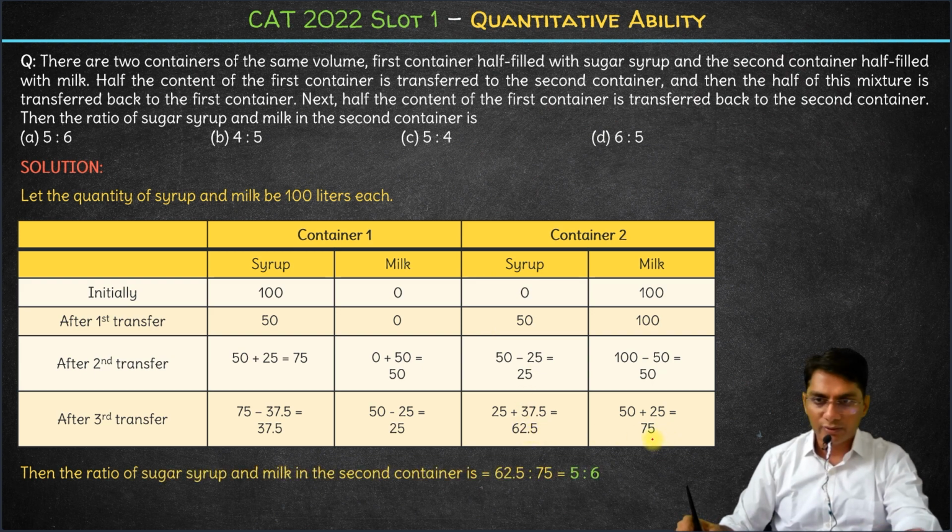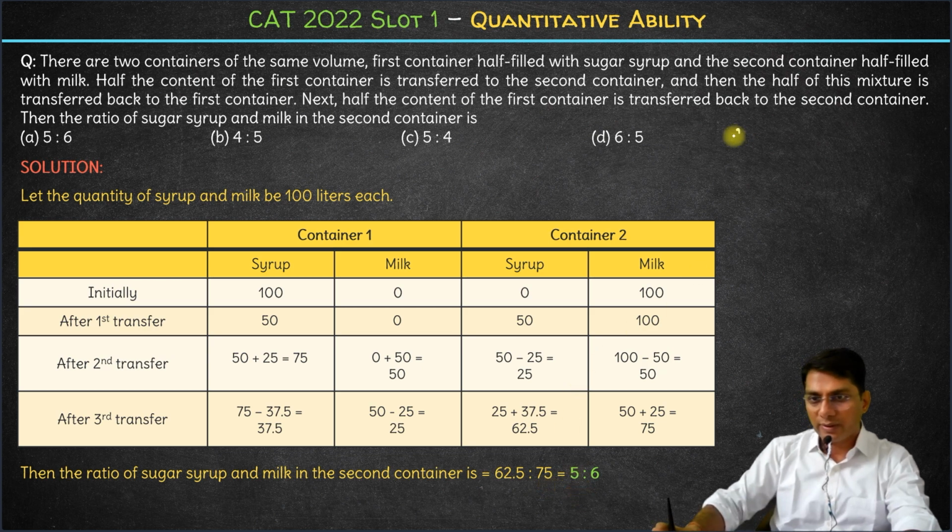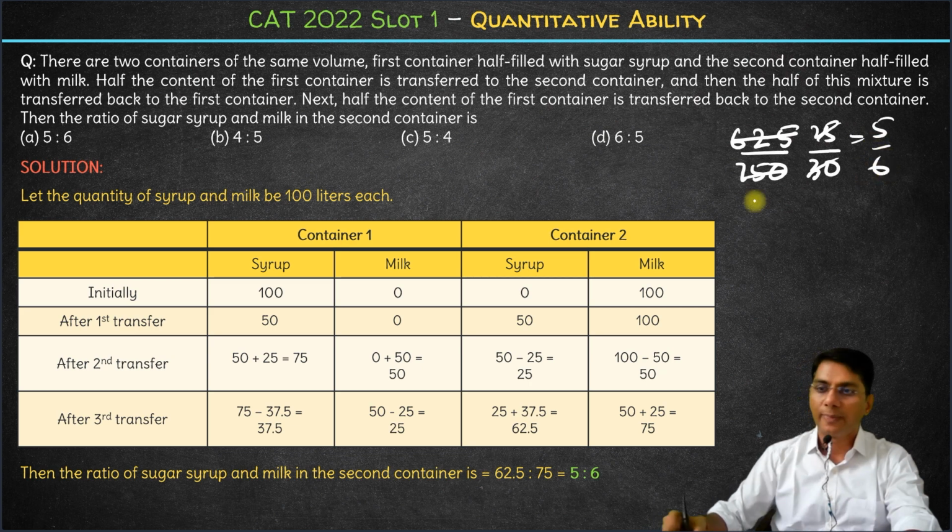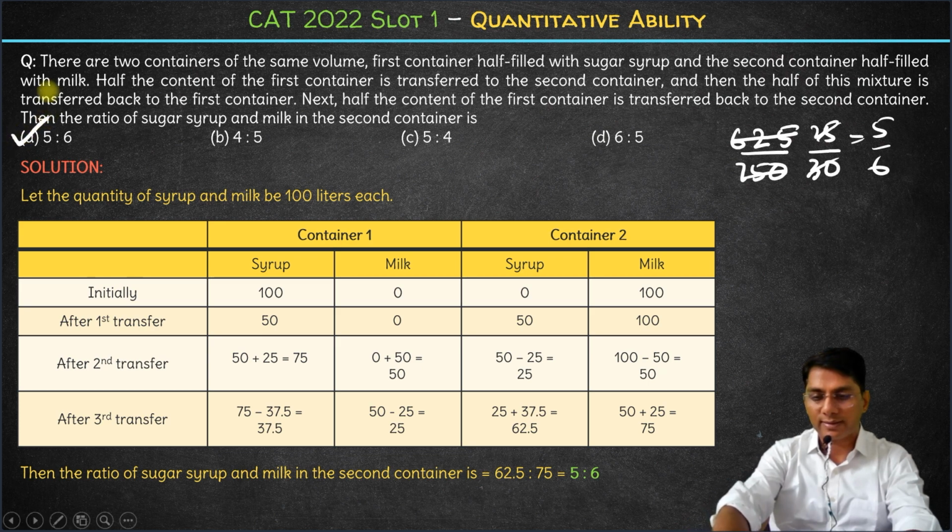The common factor here is 12.5. So 12.5 into 5 is 62.5 and 12.5 into 6 is 75. So the ratio of 62.5 is to 75 is 5 is to 6. Or you can simplify: 62.5 is 625 and 75 is 750, multiplying by 10. So this goes by 25 times, this goes by 25 times 30. We have 25 by 30, again goes by 5 is to 6. So the combined ratio is 5 is to 6. So the answer here is option A, 5 is to 6. Thank you.